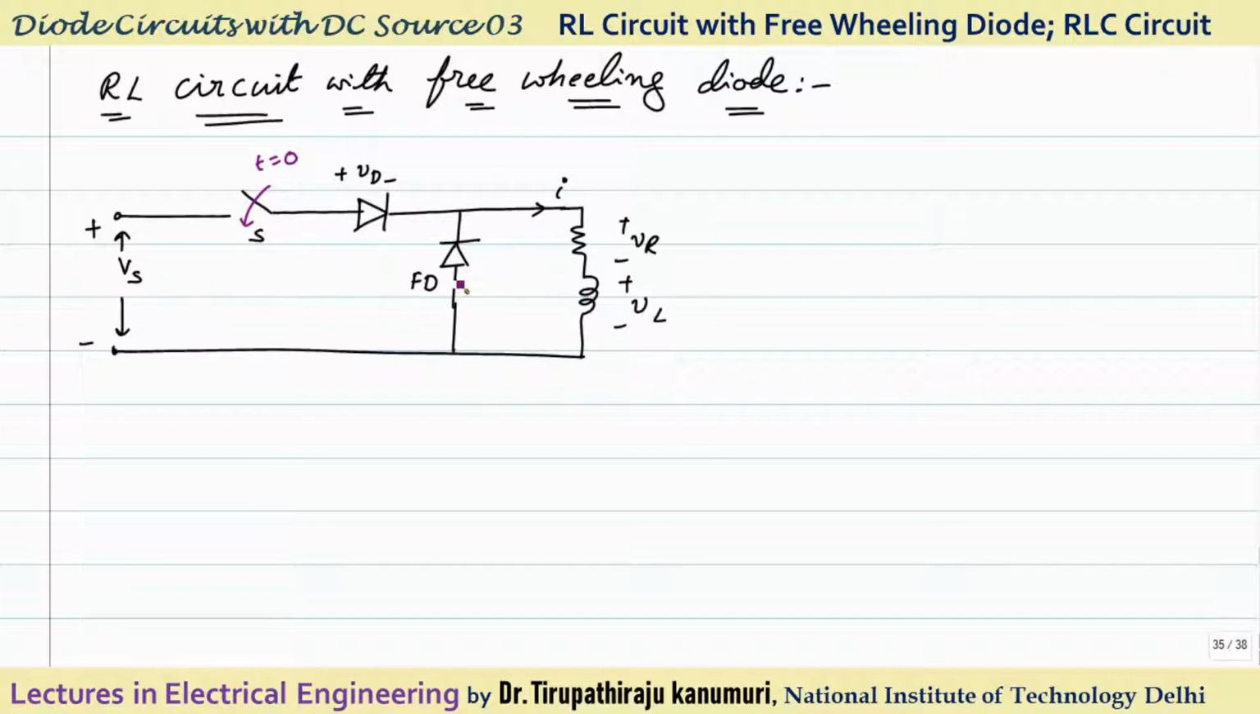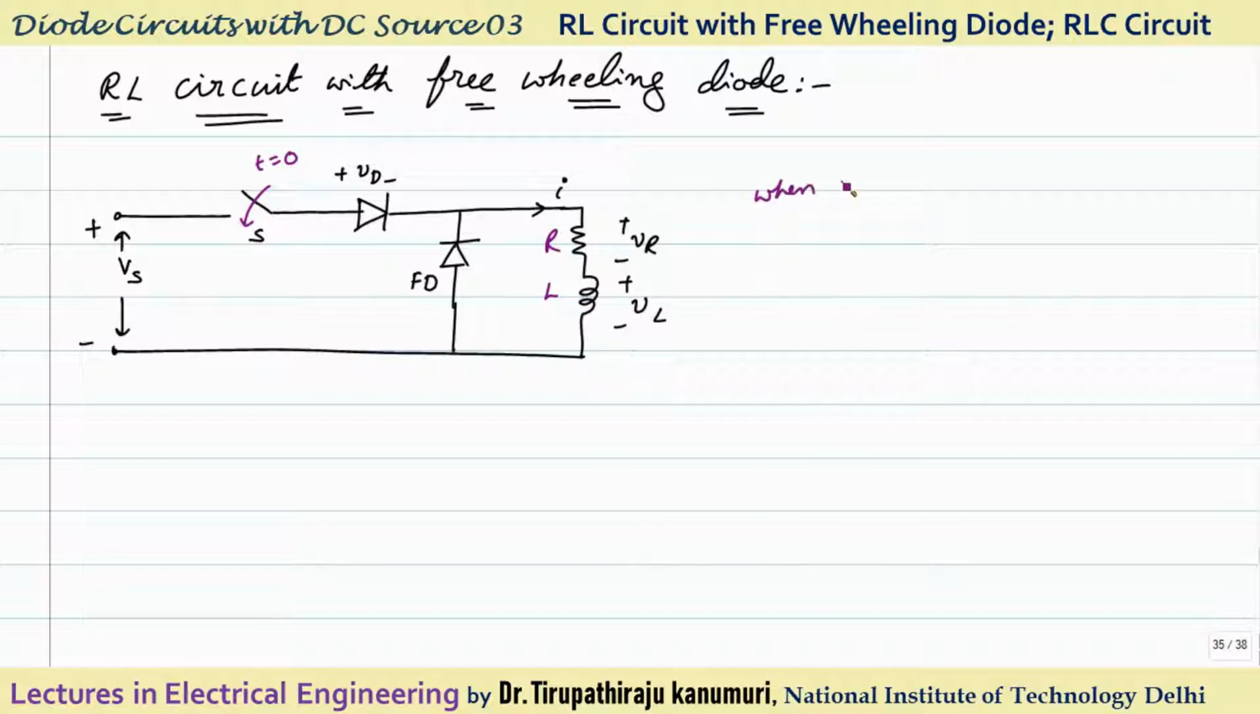Now coming to the freewheeling diode, because this side is connected to plus and this side is connected to minus, this freewheeling diode is reverse biased. That means it will act as an open circuit. So the entire voltage will be applied across this load. That means the voltage will be applied across this RL load. Let us assume this is equal to R and this is equal to L.